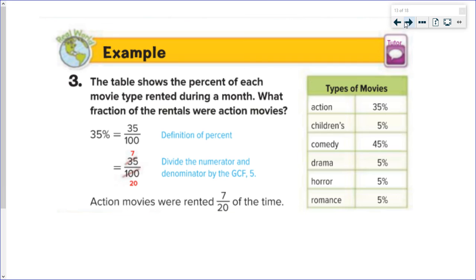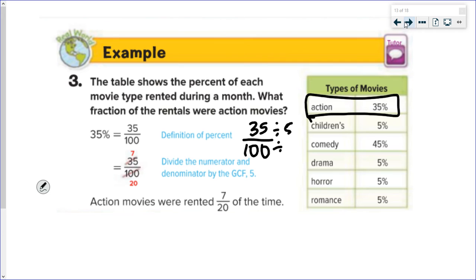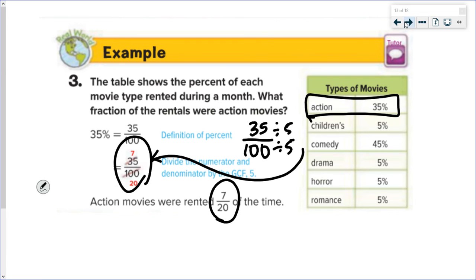Another thing you might get asked to do, it says the table shows the percent of each movie type rented during a month. What fraction of the rentals were action movies? Well, I see over here that action movies is 35%. Okay? So again, all I have to do is take that percentage, put it over 100, 35 over 100, and then simplify. Well, I know that 5 goes into both of these again, which is going to bring us down to 7 over 20. So that means 7/20ths of the time people rented action movies.